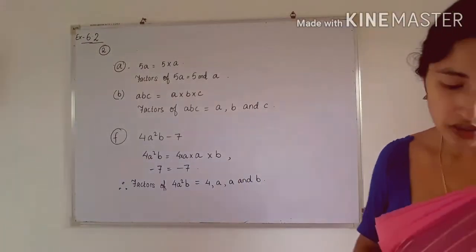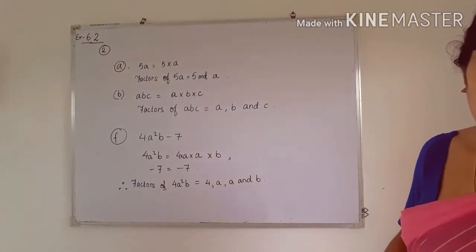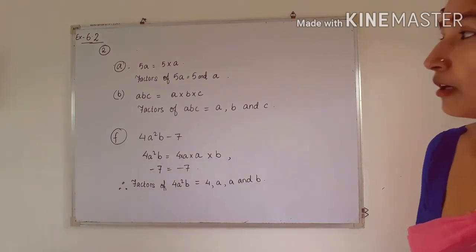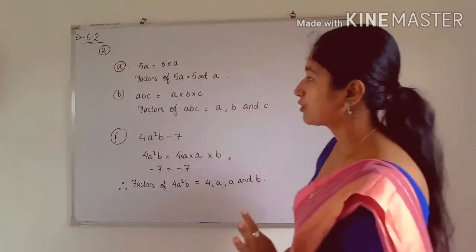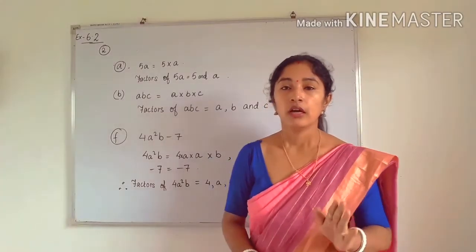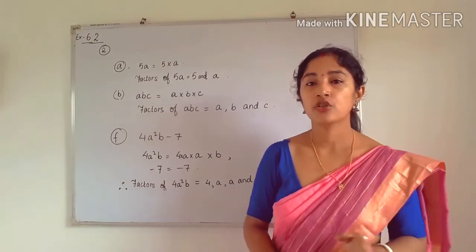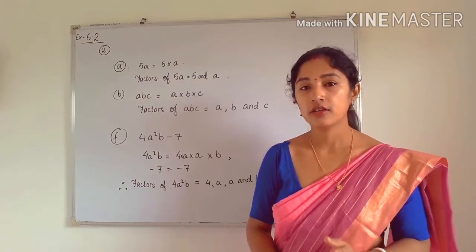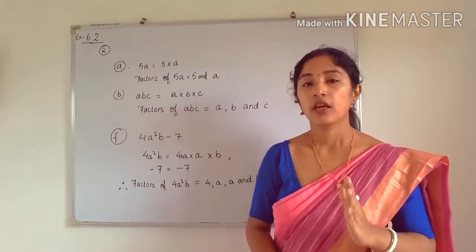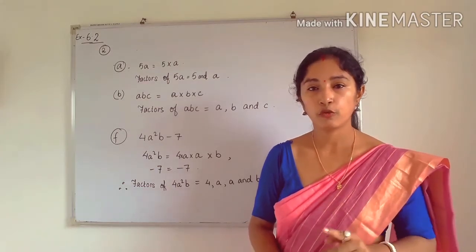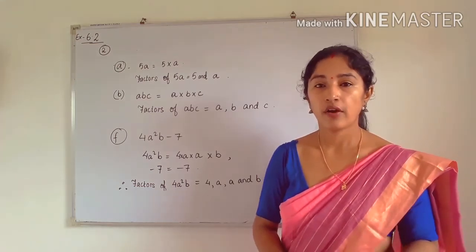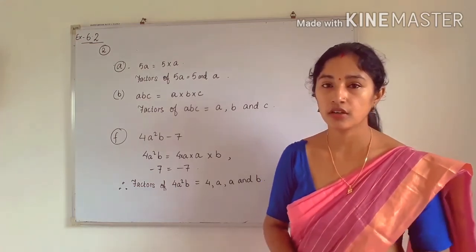So the next question is question number 2. List the factors of each term of the expression given below. That means an algebraic expression is given, and you have to list the factors of each term. Suppose one term is there, then you have to find the factors of that one term. If there are two terms, then you have to find the factors of the two terms individually.